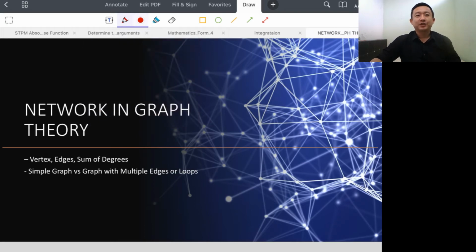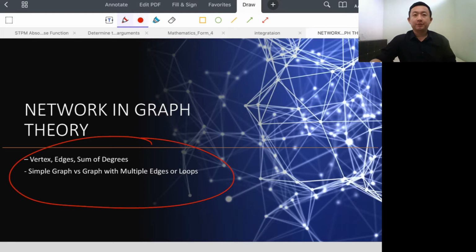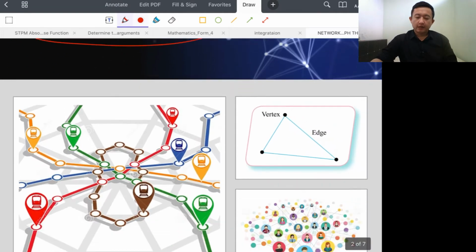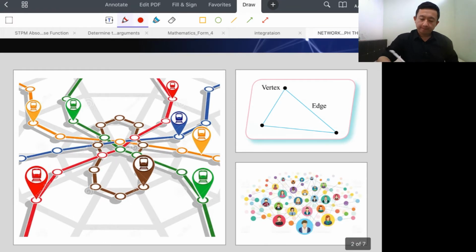In this lesson, I will talk about networks in graph theory. I will cover the following subtopics. Have a look at the following diagram. This is the network of LRT or MRT.